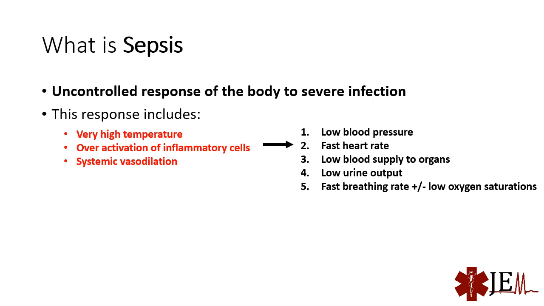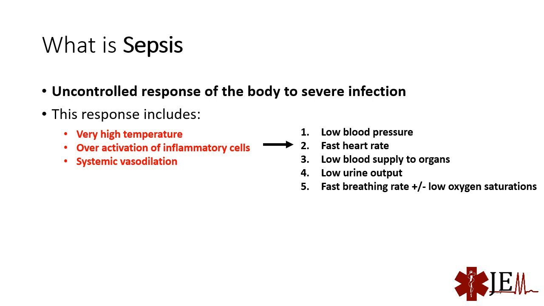The body tries to adapt to that by increasing the heart rate to try and push more blood around now that blood pressure is lower. This is because there's a low blood supply to the organs. So because of the lower pressure, less blood is being delivered to the organs and there's less blood going to them.